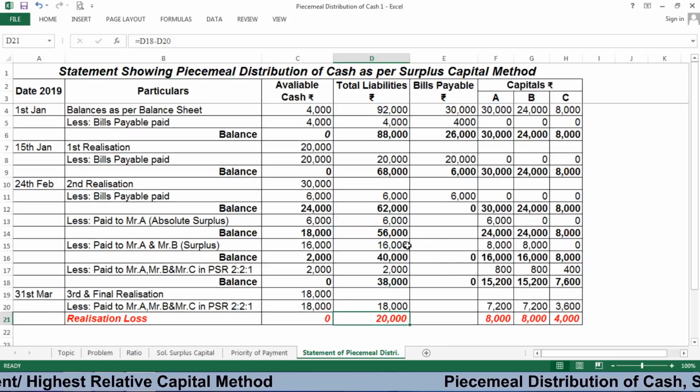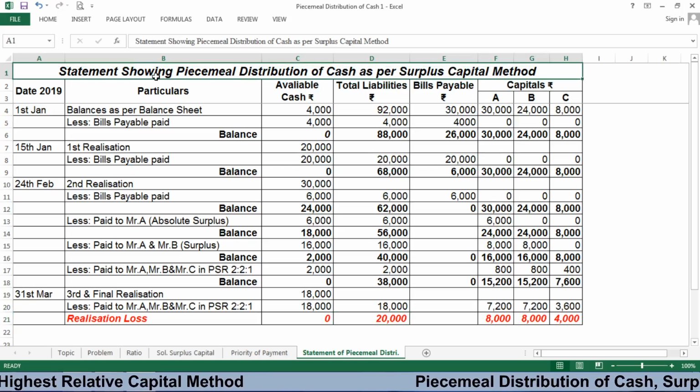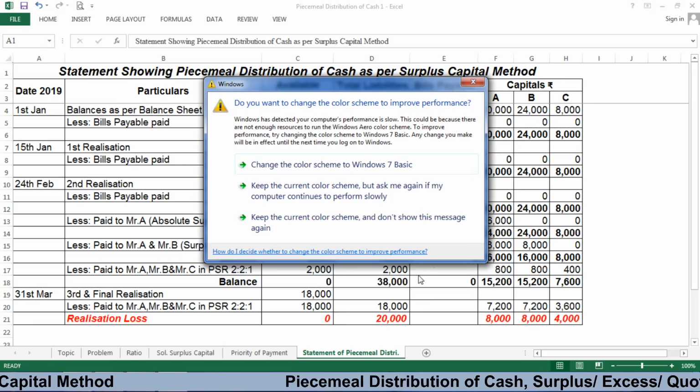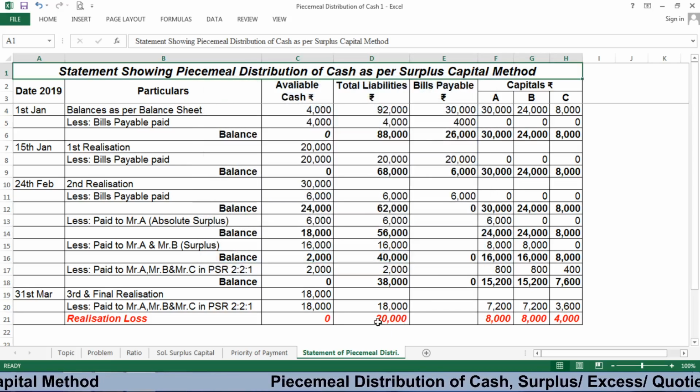Why do we calculate this realization loss? Because piecemeal distribution is nothing but the dissolution of a partnership firm. When any partnership firm has been dissolved, we have to pay all the third party as well as liabilities, which may be internal or external, or your business's own liability, or it may be your business capital. So after the payment of all the liabilities, some amount remains. That amount is called realization loss, which we are unable to pay.